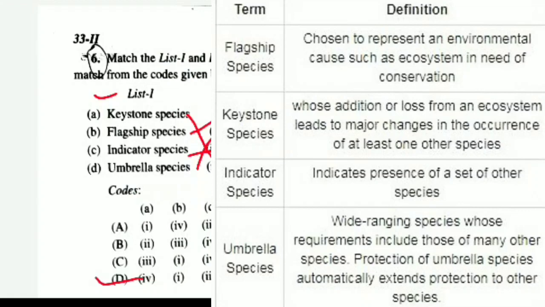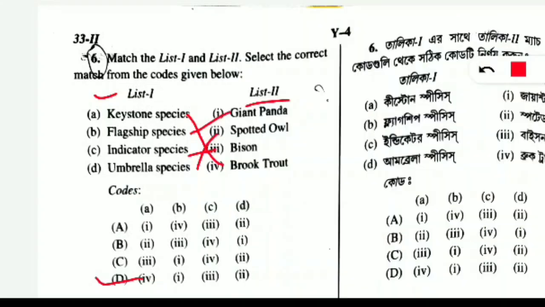Coming to the umbrella species, umbrella species are wide-ranging species. Their range is very wide in any ecosystem, and protection of umbrella species automatically extends protection to other species. Because they are moving from one range to another, they are wide-ranging species. So if you are protecting an umbrella species, that means we are protecting other species also. So I hope you have noted down all these things.